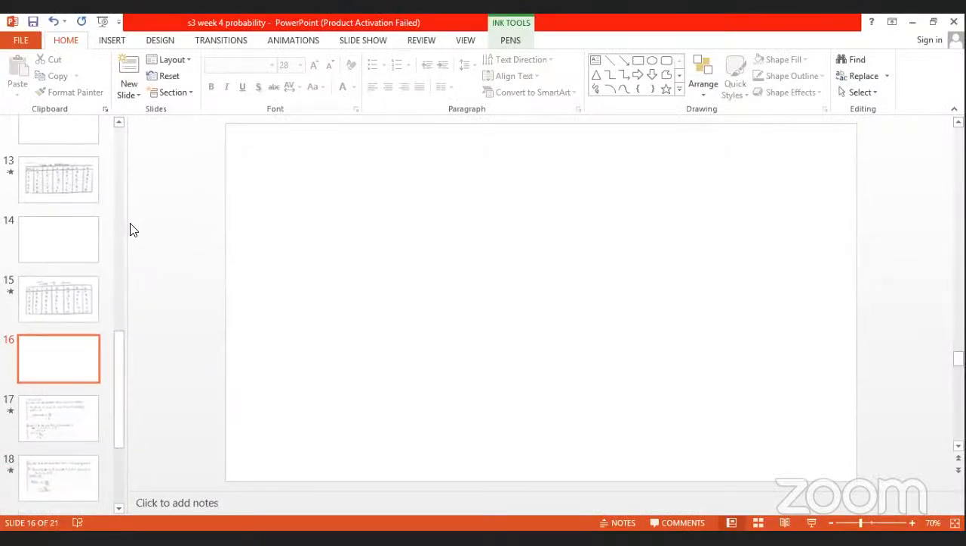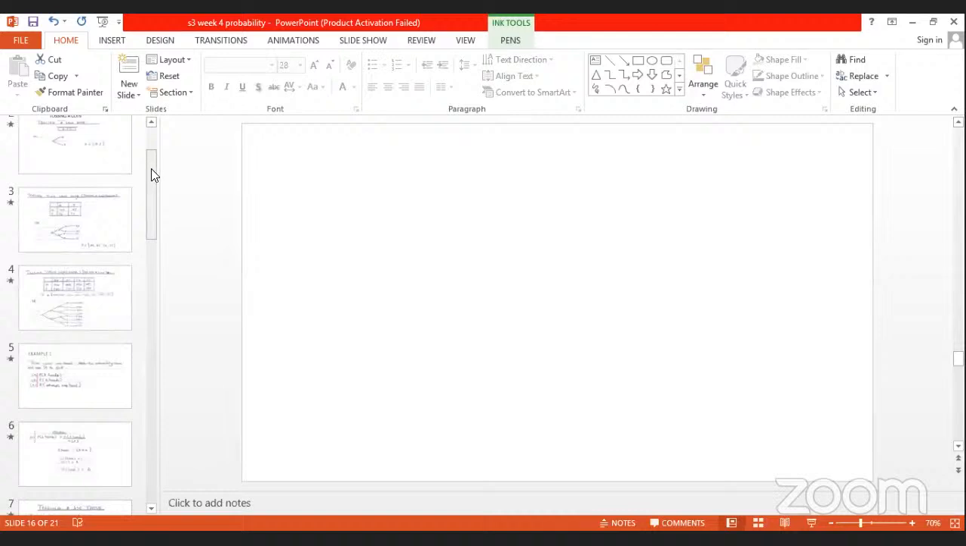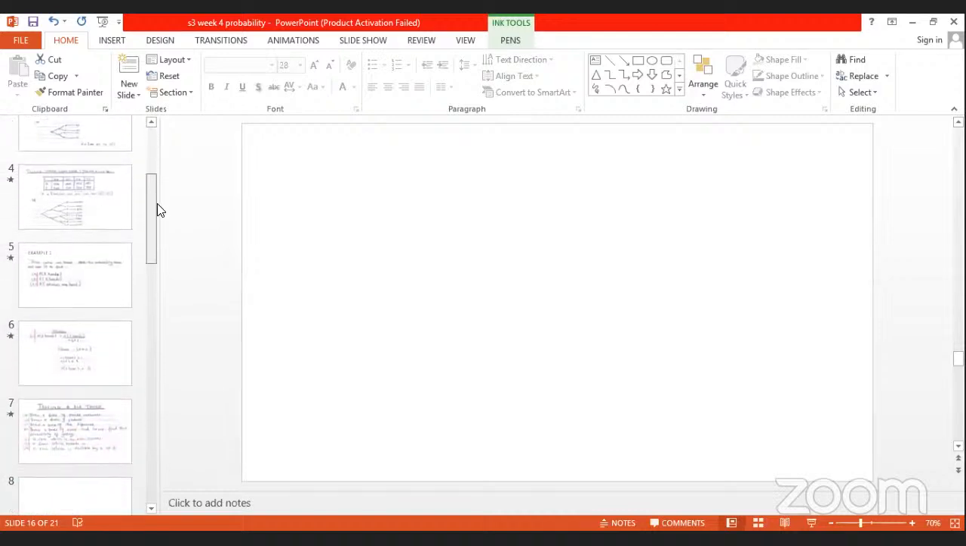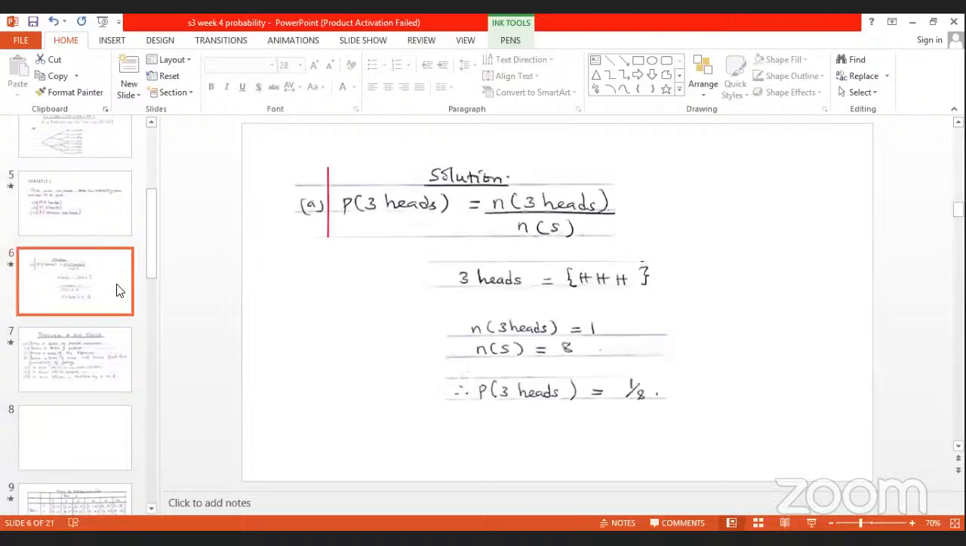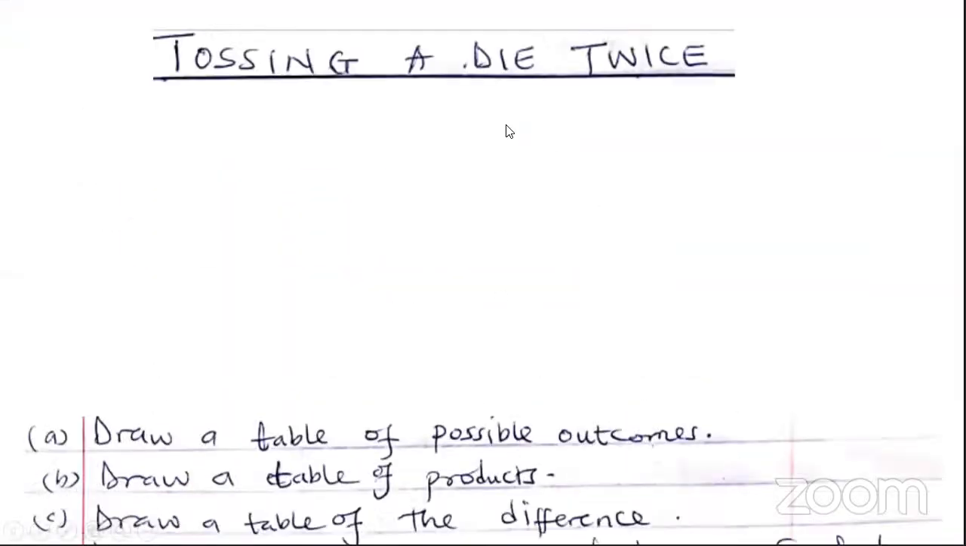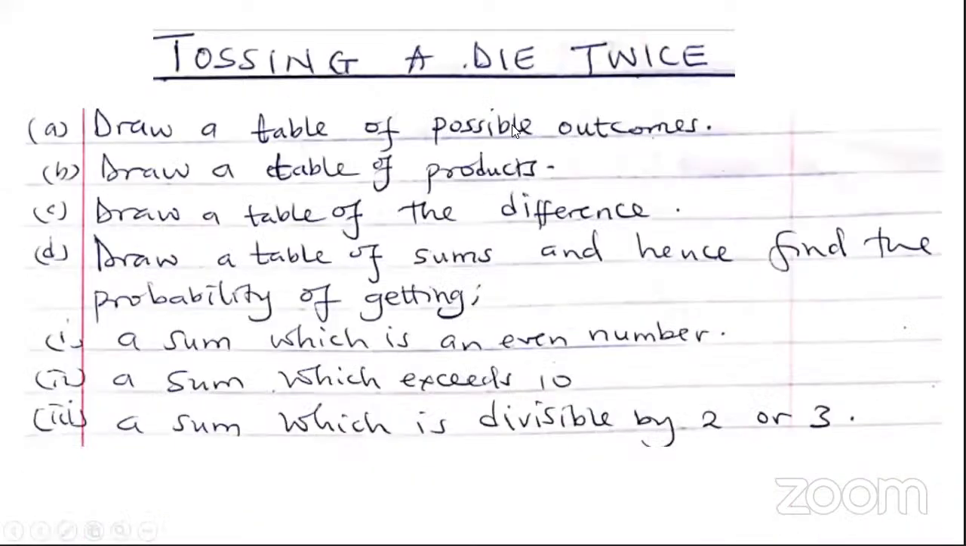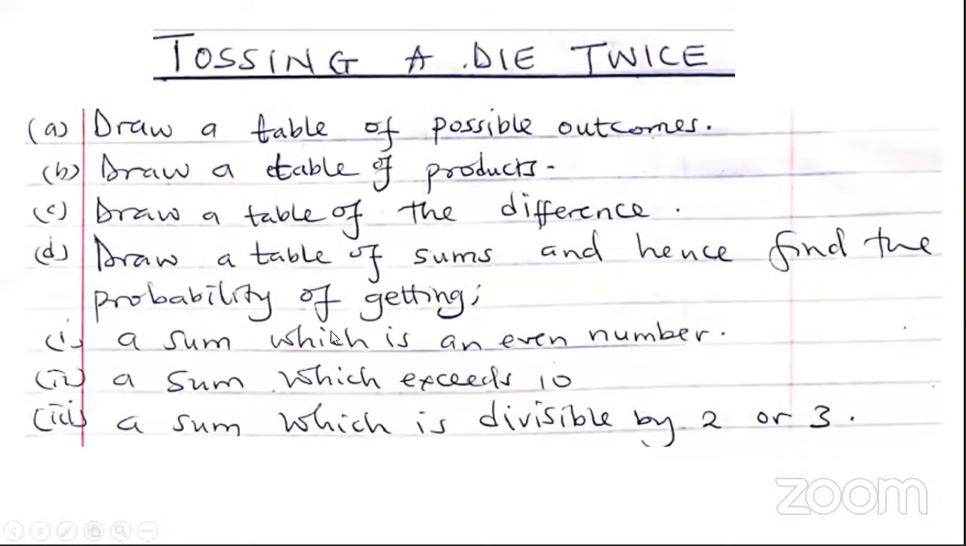Okay. So today I want us to look at what you do when you have a die, when you are tossing a die, whether once or twice. Now, members, we are going to look at tossing a die twice. Okay, so we are going to look at how we can deal with our die. What happens when you have a die?